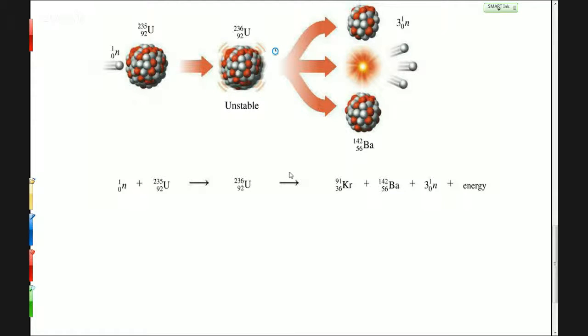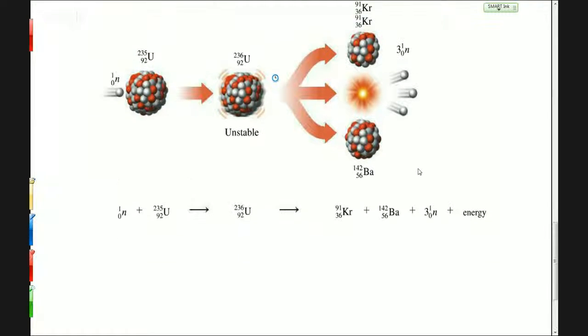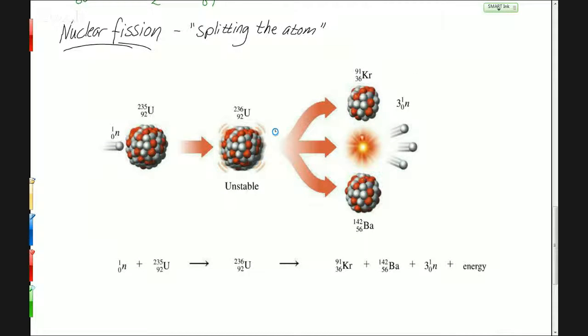And what you can see is those particle counts still add up. So we've got 92 on the bottom here. So that's 36 plus 56, that's 92. 236 on the top, that's 91 plus 142 plus 3, because the 3 neutrons also are part of that mass. And that's what's known as nuclear fission. That energy released is the energy that we see.